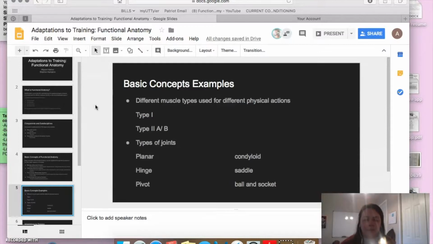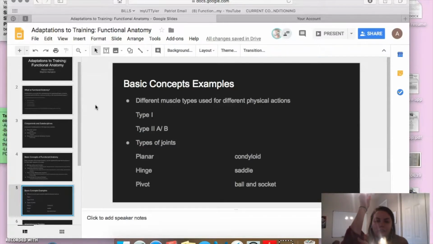And then we're going to talk about the types of joints. So your body has 6 different joint types. We'll start with the planar. The planar joint allows for gliding movement along 2 flat bones. An example of that would be the hands and feet joints. Those are going to have very limited range of motion. Next you have the hinge joint. A good example of that is going to be your elbow.